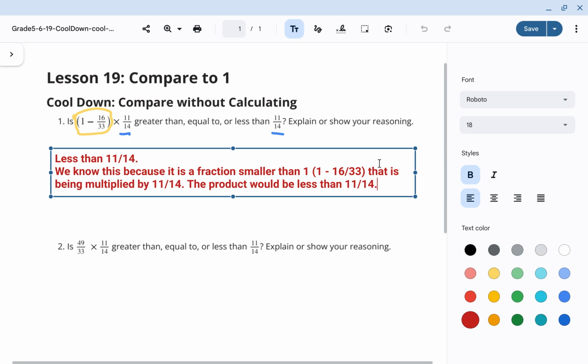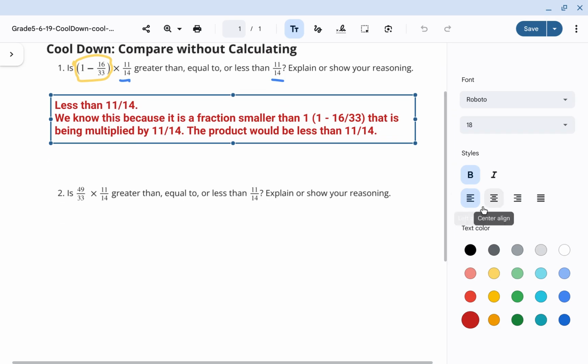So truly, boys and girls, we know this to be true because our first product, what I circled in yellow, is going to lead to a proper fraction, one that is less than 1. If I multiply and get less than a whole 11/14, then of course my answer is less than 11/14. Okay, let's use some similar thinking to analyze number 2.